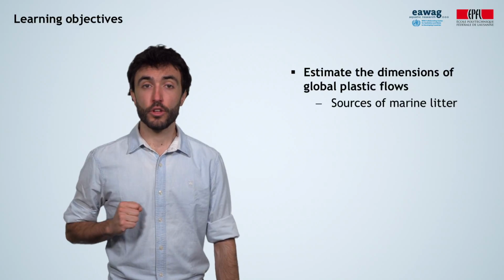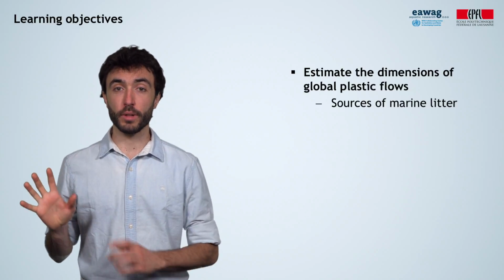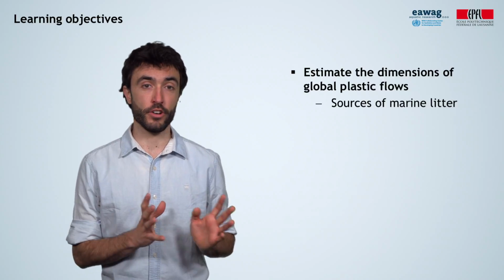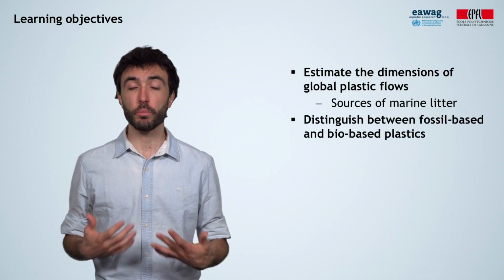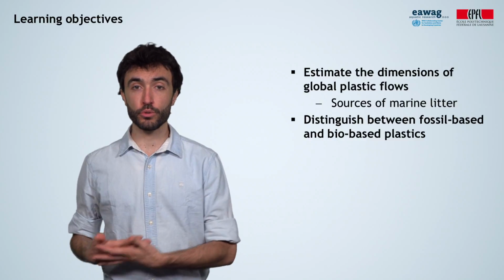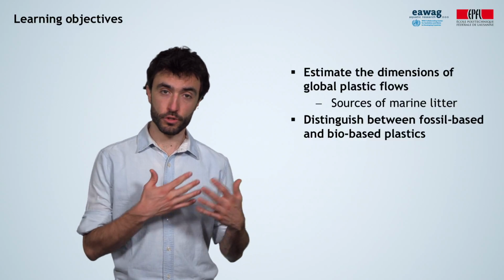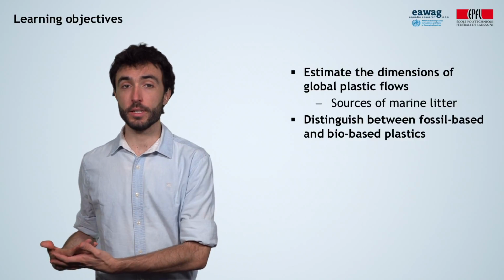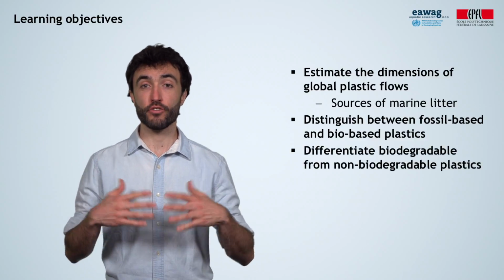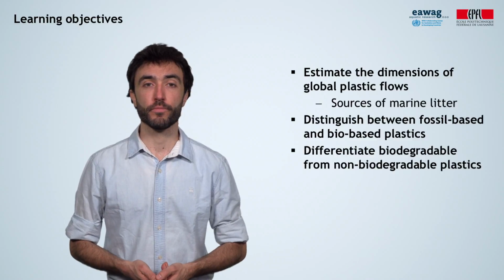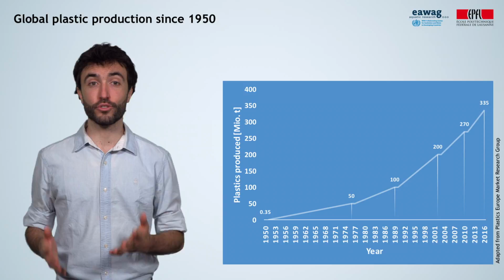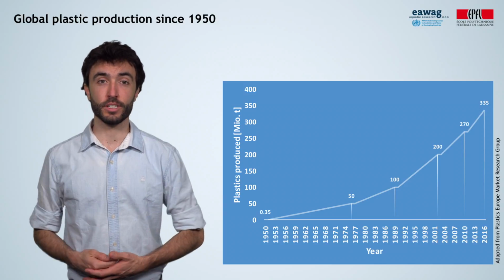In this module, you will learn current world plastic flows, including some basics on the sources of marine litter and what plastics are. We will introduce two important features: the source of plastics, whether they are fossil-based or bio-based, and the biodegradability of the material. Here we see how global production of plastic materials has drastically increased since the 50s.